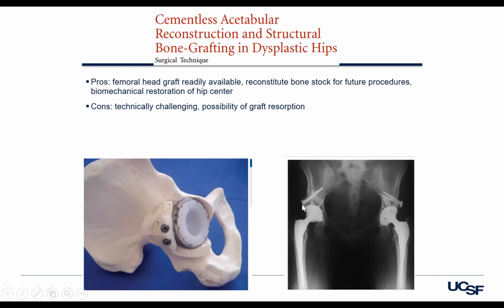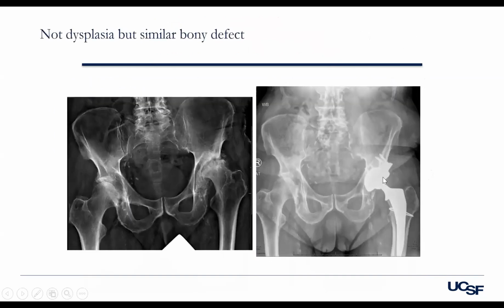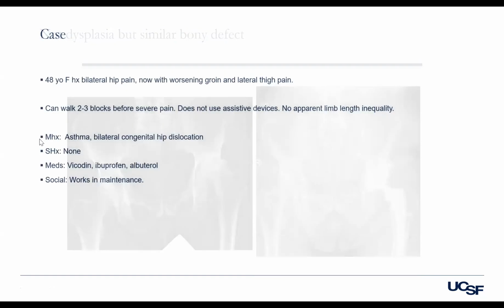Okay. If you see these anywhere, this is what those bone grafts look like if you were to use a bone graft augment. High hip center, again, you're going to have trouble getting their limbs equalized, possible impingement, because you're closer up to the wing of the ilium. This would be what an augment would look like if you were bringing it down. This isn't a dysplasia, but the defect's going to be similar, trying to bring that center of rotation back down.